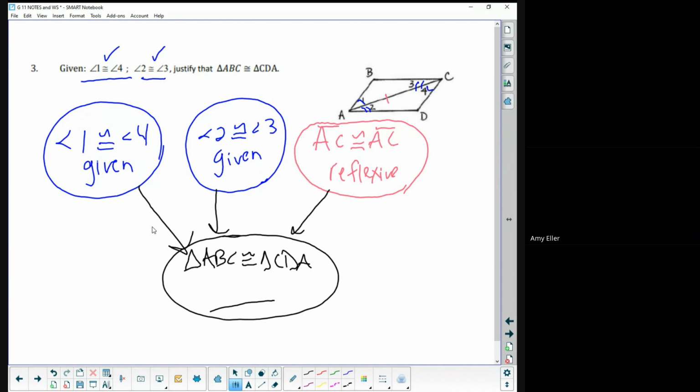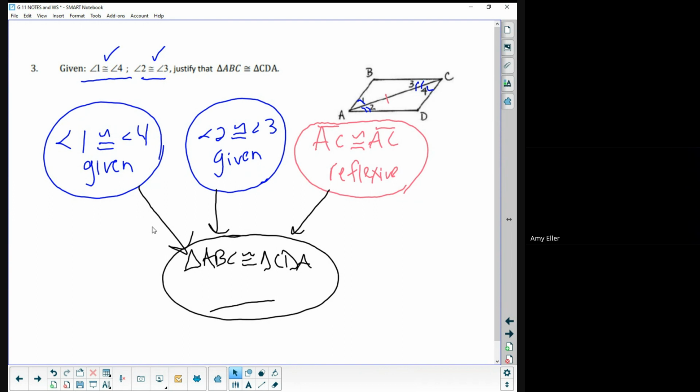2 and 3 matching symbols. Then I'm out of givens, so I look at my picture and I notice that there is a side AC overlapping side AC. So I say they're congruent to each other, which is reflexive. Together, these statements come together to prove, or show, justify, that the triangles are congruent.